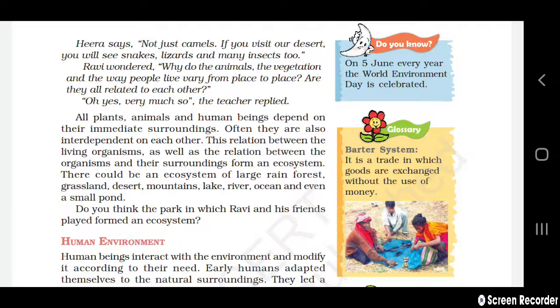Ravi wondered why the animals, the vegetation, and the way people live vary from place to place. So he asked, why do the people, animals, and vegetation change from place to place, or are they related to each other? Oh yes, very much. So the teacher replies to Ravi's question.